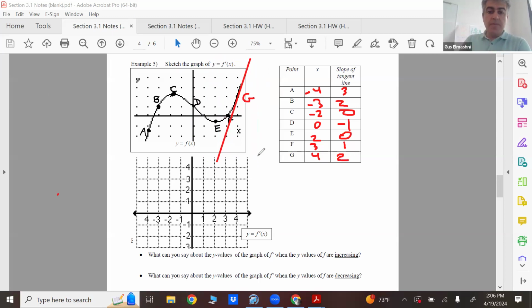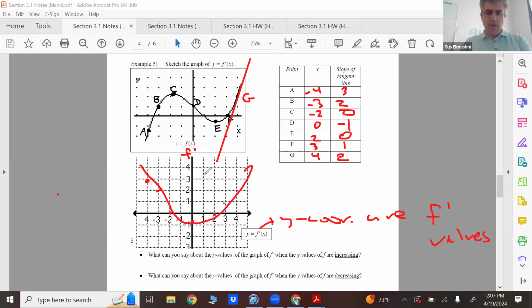Okay. So now what I'm going to do, I'm going to plot those points, -4, 3. So this is F prime. So F prime are the y coordinates. Okay, very important. F prime values are the y coordinates. Okay, I kind of missed. Okay, I didn't do a good job graphing this, but what do you think the shape is roughly?